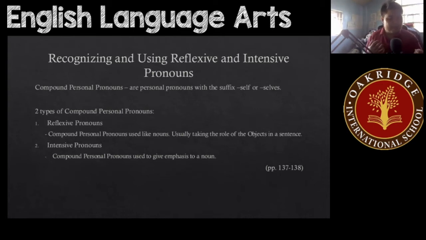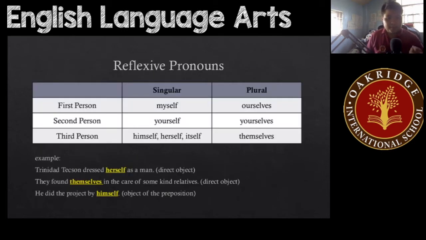Now let's get clearer detail on the reflexive and intensive pronouns, starting with reflexive pronouns. You can divide them into three points of view: first person, second person, and third person. And into two forms, singular and plural. For singular first person, you have myself, and for plural, ourselves. For singular second person, we have yourself, and for plural second person, yourselves.